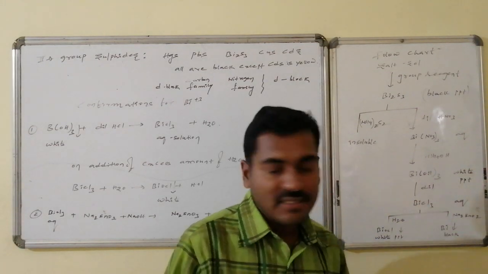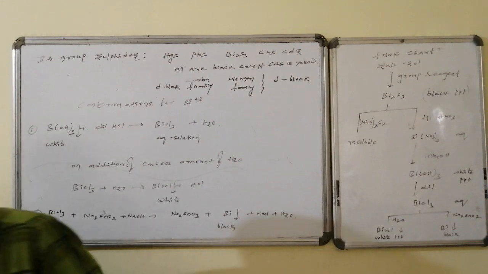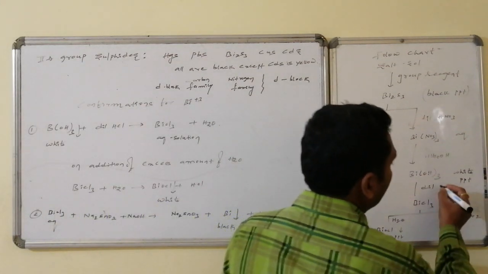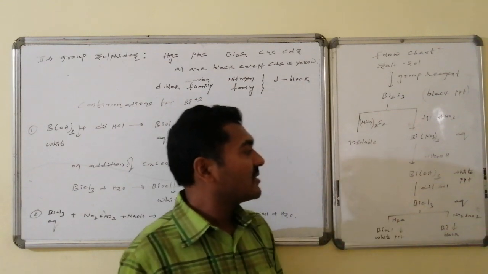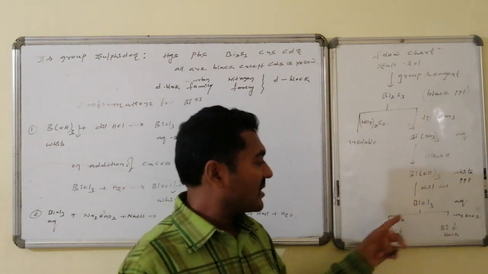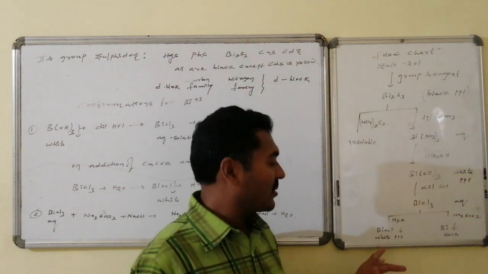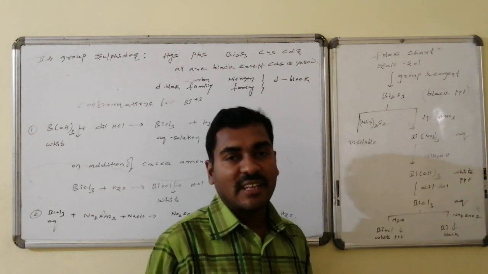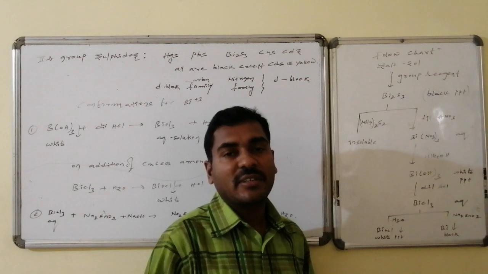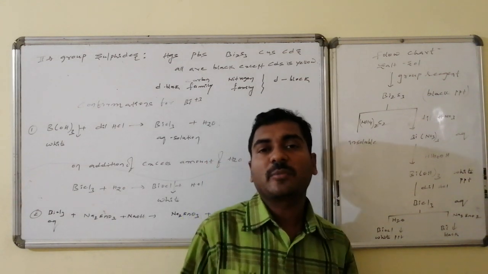Here the reagent is dilute HCl. On reaction with dilute HCl, it forms bismuth chloride, which is an aqueous solution. This on reaction with water gives bismuthyl oxychloride, a white precipitate. The same on reaction with sodium stannite is converted to bismuth, which is a black colored precipitate.